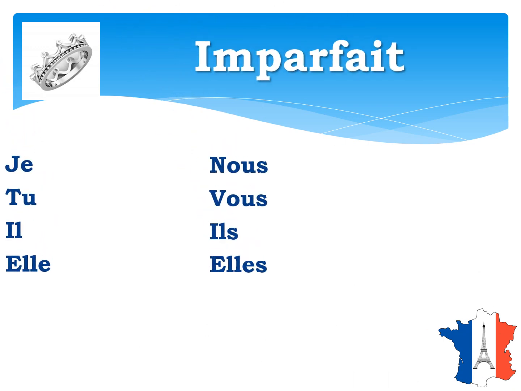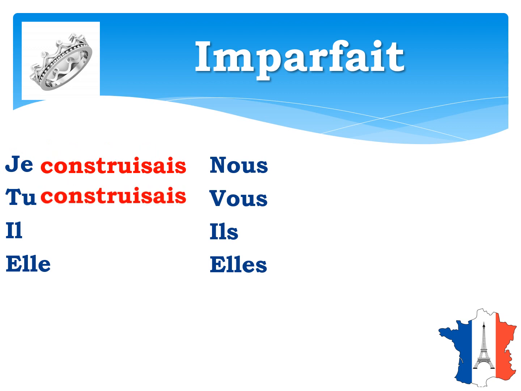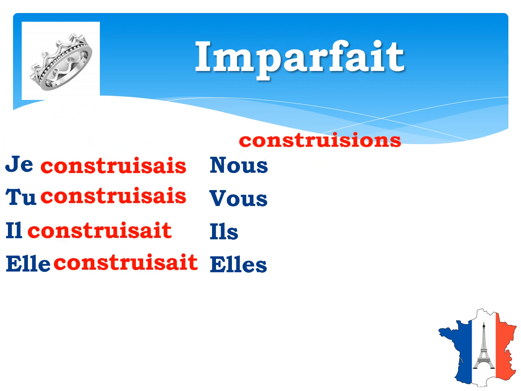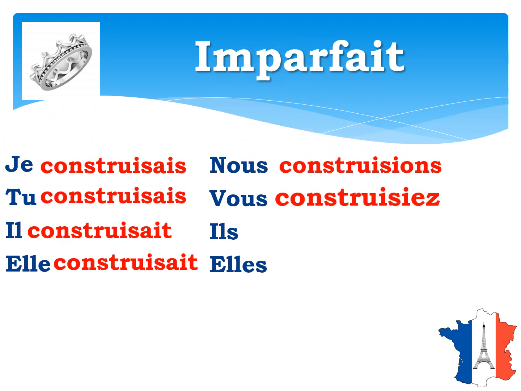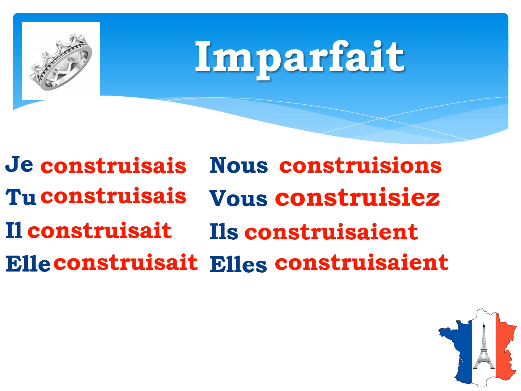Then we have the imparfait conjugation, which is taken from the nous form of the verb in the present tense. So it's construis, say with a single s. So it is je construisais, so be careful about it. Tu construisais, il construisait, elle construisait, nous construisions, vous construisiez, ils construisaient, elles construisaient. This is the conjugation in imparfait.